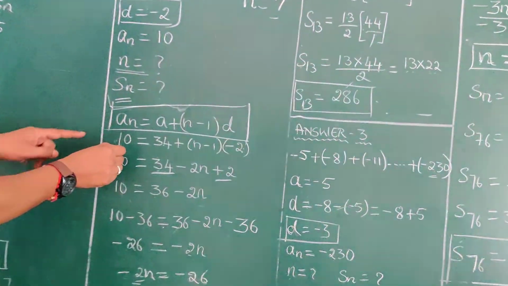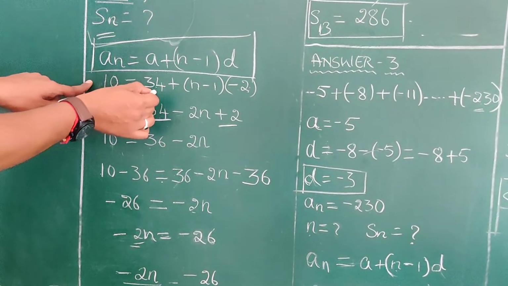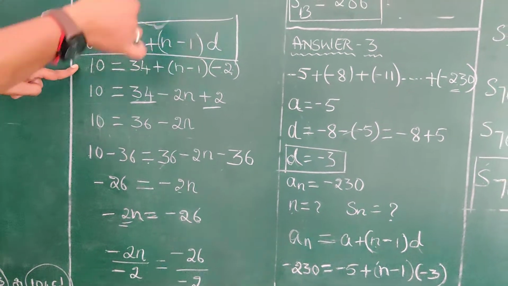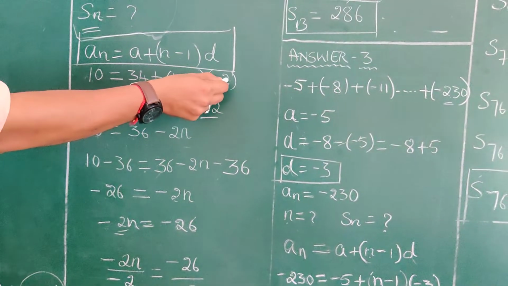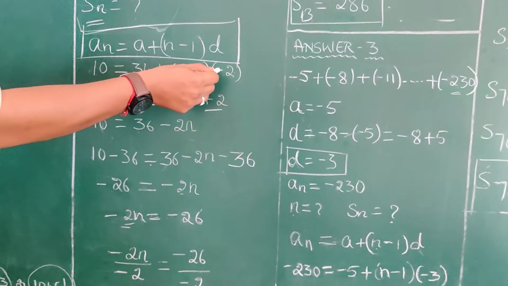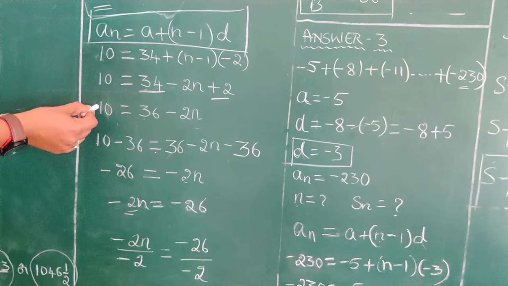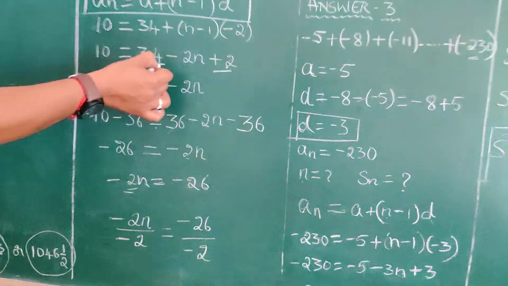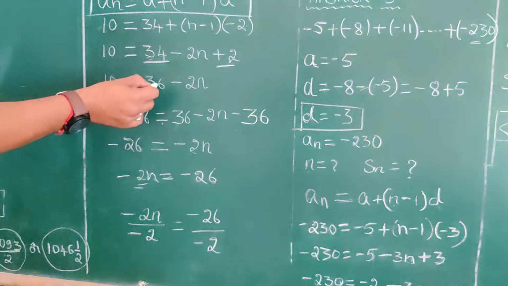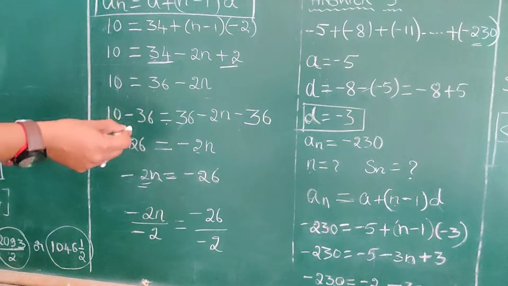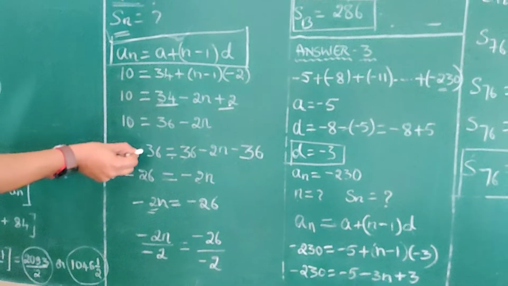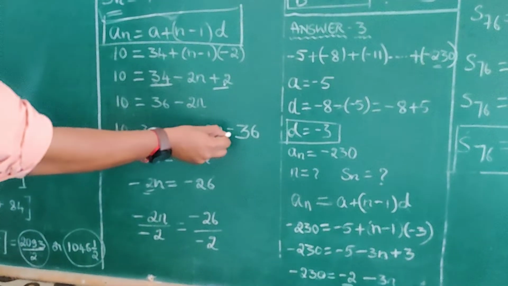Now, an is nothing but 10 is equal to the first term 34 plus n minus 1 into d, which is minus 2. Data collected here, okay? 10 is equal to 34, minus 2 into n is minus 2n, minus into minus plus, 1 times 2. Now see here, 10 is equal to 34 plus 2, these two are the constants, so we are adding 34 plus 2 is 36, minus 2n kept as it is, okay? Now, plus 36 is there, therefore you add both sides minus 36, thus it becomes 10 minus 36 is equal to 36 minus 2n minus 36.